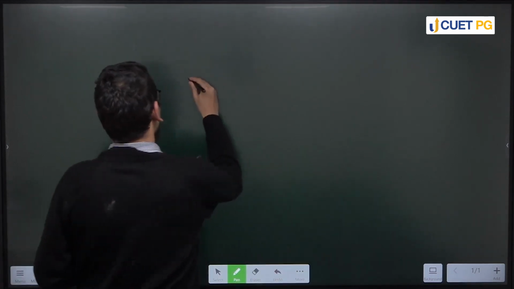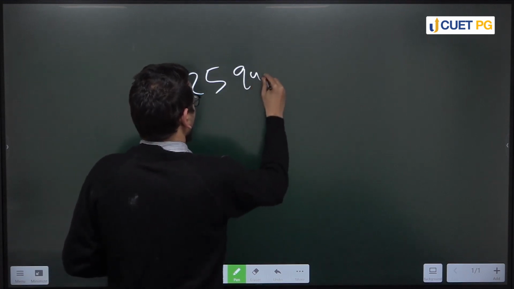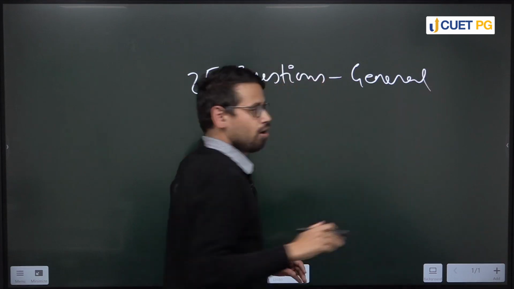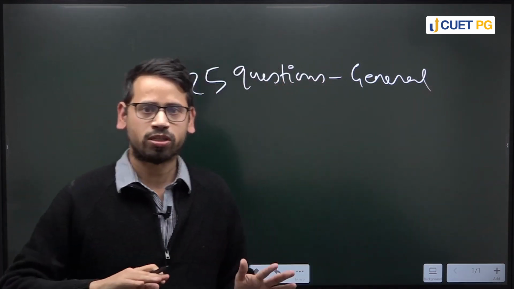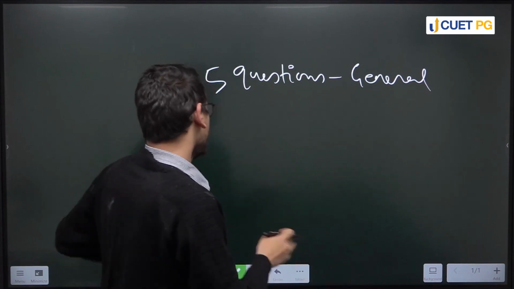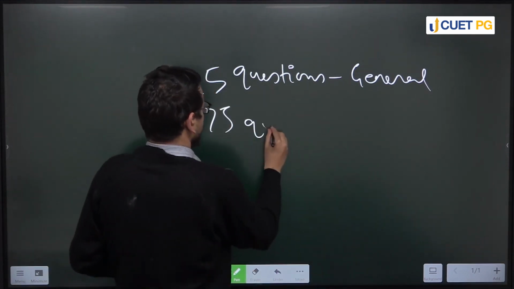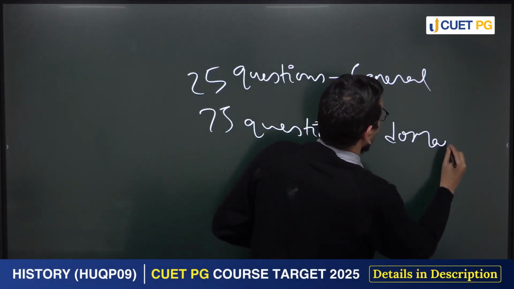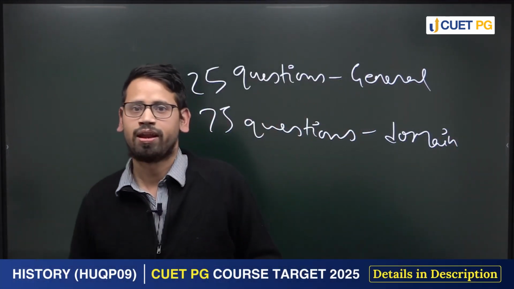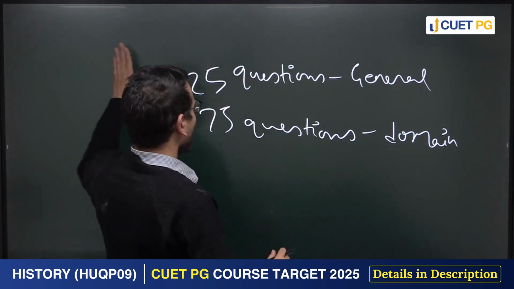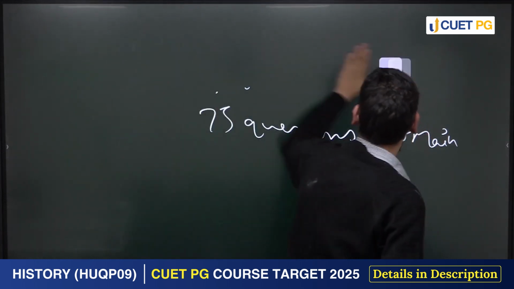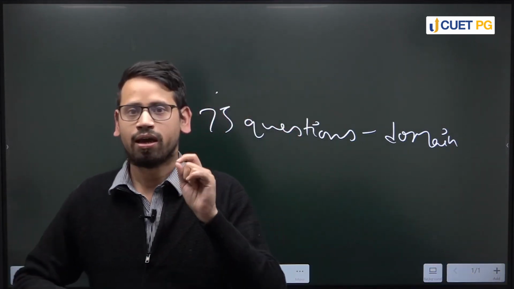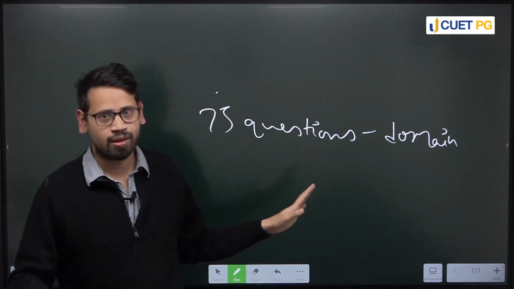Now, 25 questions were from general reasoning, comprehension, and all those types of questions that you need to solve, and 75 questions were from your domain subject, be it history, political science, etc. In our context, we are particularly dealing with history, right? Now, these 25 questions have been removed, which means that now only 75 questions of your domain subject will be the exam that you will undertake, right?